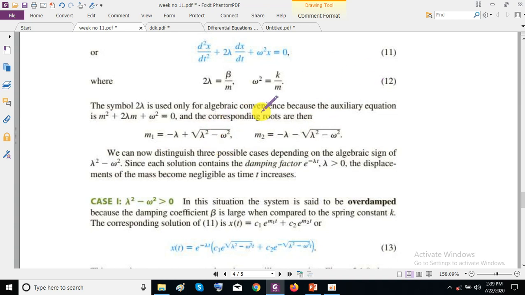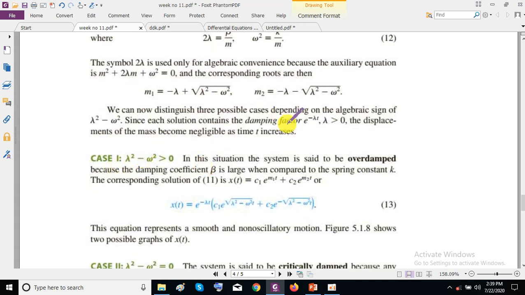So revise differential equations. Okay, case 1, when the value of this one is greater than 0. In this situation the system is said to be overdamped. Overdamped means that the damping coefficient beta is larger when compared to the spring constant.